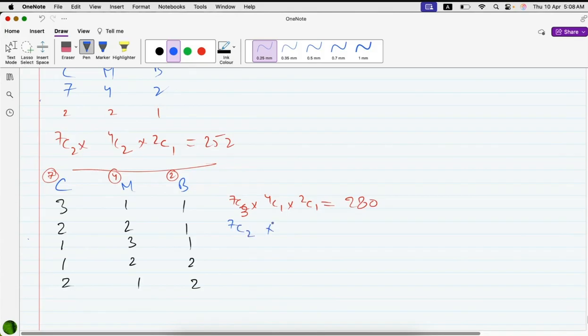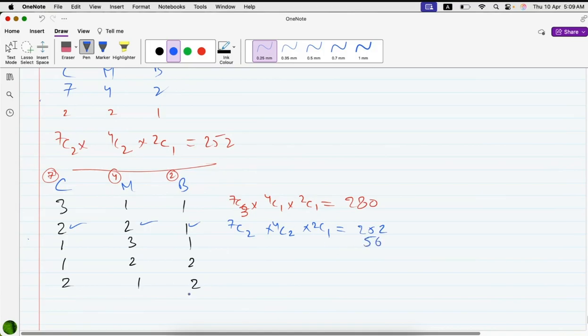This is 7C2, 4C2, and 2C1. I've changed this to 2, 2, and 1. So I'm just changing the subscripts in the calculator. This is 2 to 1. So 2, 2, and 1 is giving me 252. Then the third one is 1, 3, 1, which in the calculator is giving me 56.